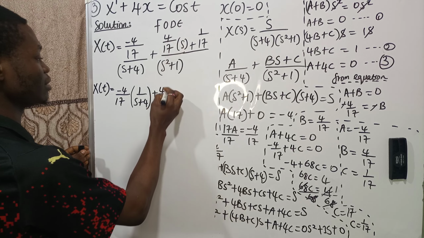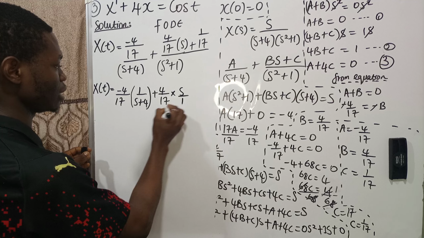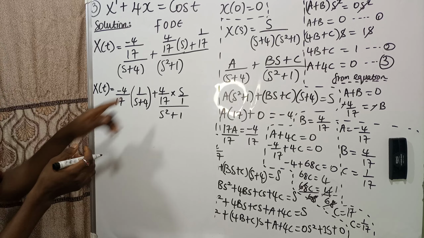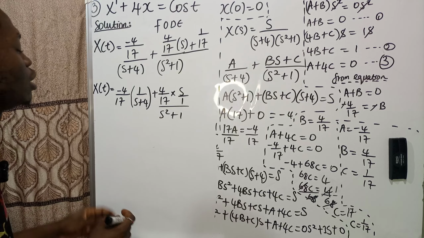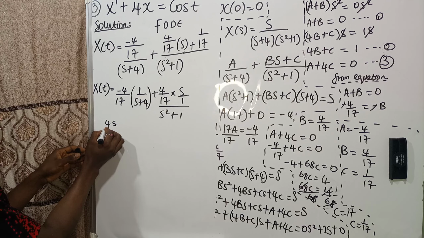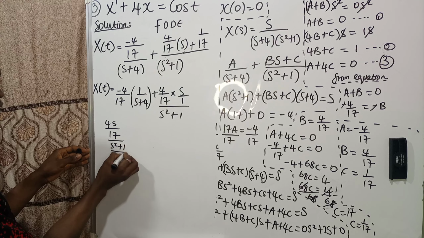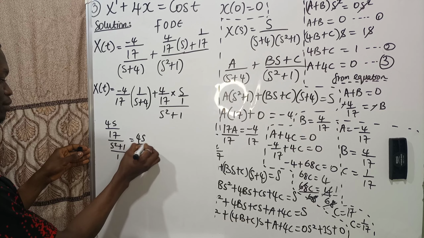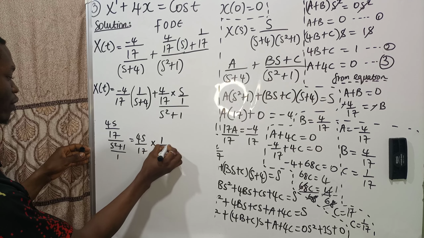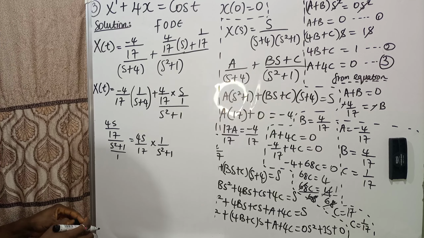Let me simplify it more so that you understand it. This 4 over 17 is 4 times s over 1 all over s squared plus 1. So this thing here is still the same thing. If you multiply this, you are going to get 4s over 17 all over s squared plus 1.